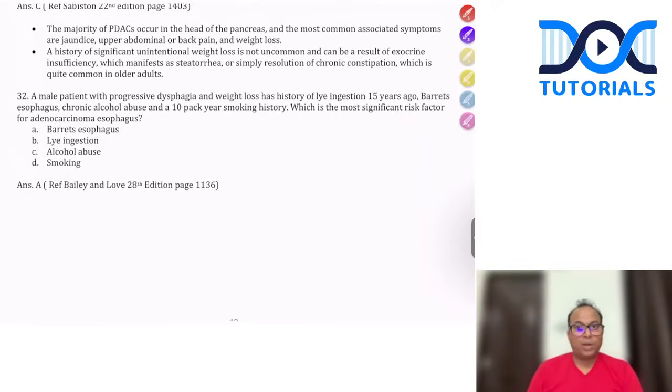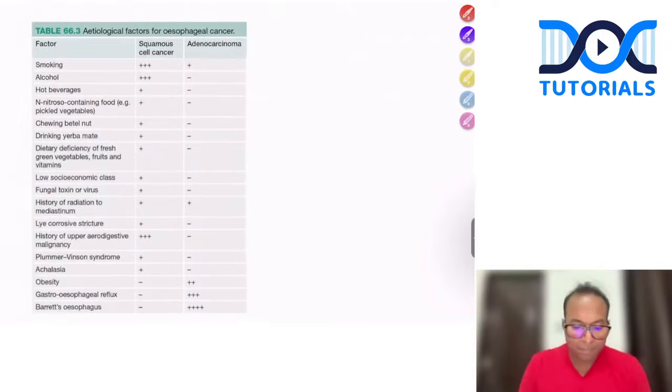A male patient with progressive dysphagia and weight loss has a history of corrosive ingestion 15 years ago. This question is just to mislead you. Corrosive ingestion 50 years ago, Barrett's esophagus, alcohol abuse, and a 10-pack-year cigarette history. What is the most significant risk factor for adenocarcinoma? For adenocarcinoma, there is only one risk factor here, that is Barrett's. If they had asked about squamous cell cancer, I would have gone for smoking, corrosive ingestion, etc. But for adenocarcinoma, see the picture.